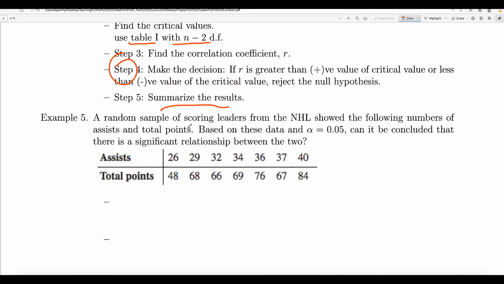A random sample of scoring leaders from the NHL showed the following numbers of assists and total points. Based on this data and alpha equals 0.05, can it be concluded that there is a significant relationship between the two? Number of assists is X and total points I denote by Y, because the total points depend on assists too. Step number 1: H0 is always rho equals 0, meaning there is no relationship between X and Y in the population. And H1 we write as rho not equal to 0, meaning there is some linear relationship.